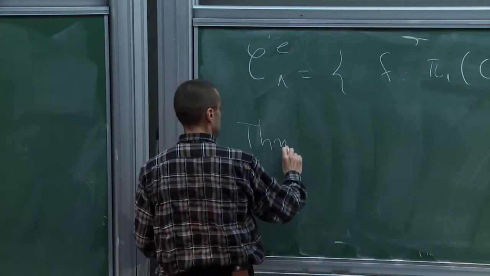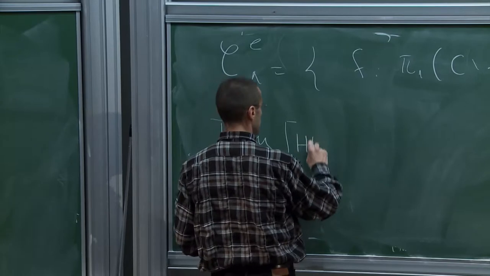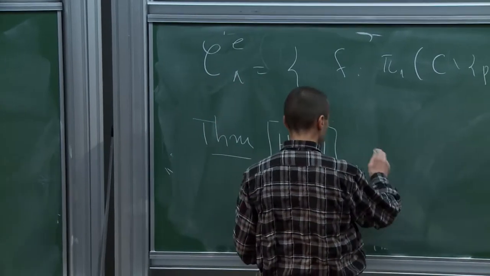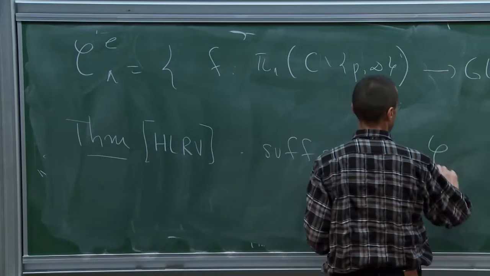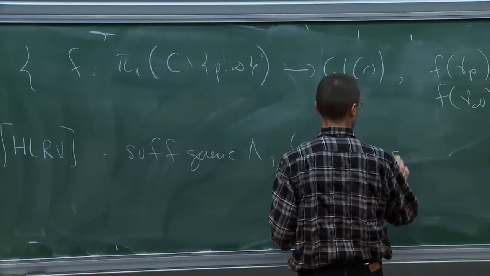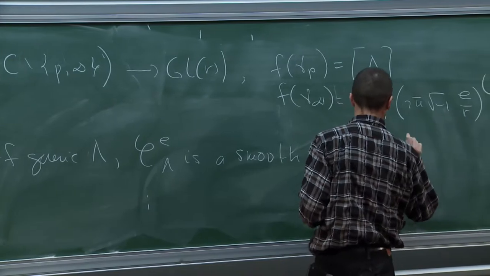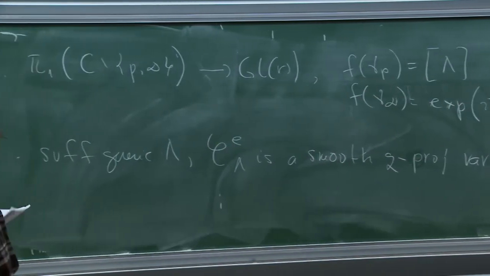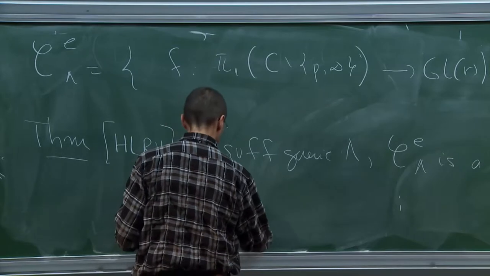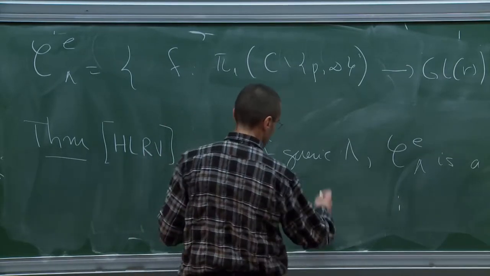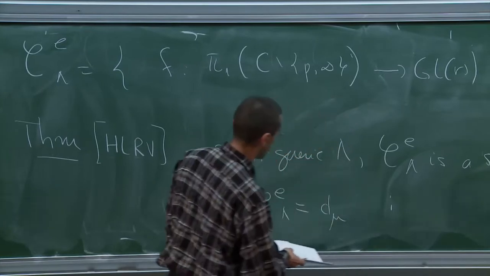Now we have a theorem here. In order to make the notation short, I'm going to refer to the work of Hausel, Letellier, and Rodriguez-Villegas as HLRV, saying that for sufficiently generic lambda, C_{e,lambda} is a smooth quasi-projective variety, of course over complex numbers. It is possibly empty, but if not empty, it's smooth and quasi-projective. And if you compute its dimension, you find out it has some formula I'm not going to write down, but it depends only on the partition mu.